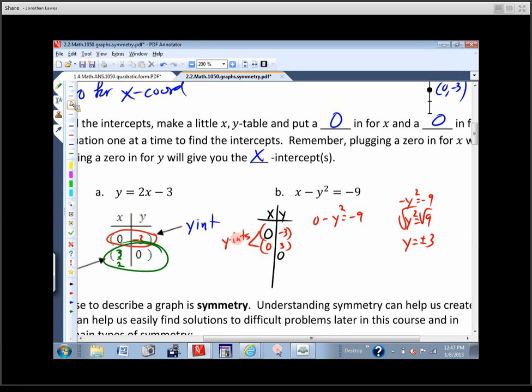Okay, now let's plug in a 0 for the y and figure out what the x-intercept is. That would be x minus 0 squared. So that's just x equals negative 9, right? So this would be (negative 9, 0), and there's the x-intercept. Any questions? Sure? Okay. All right, let's take a look at the next part.